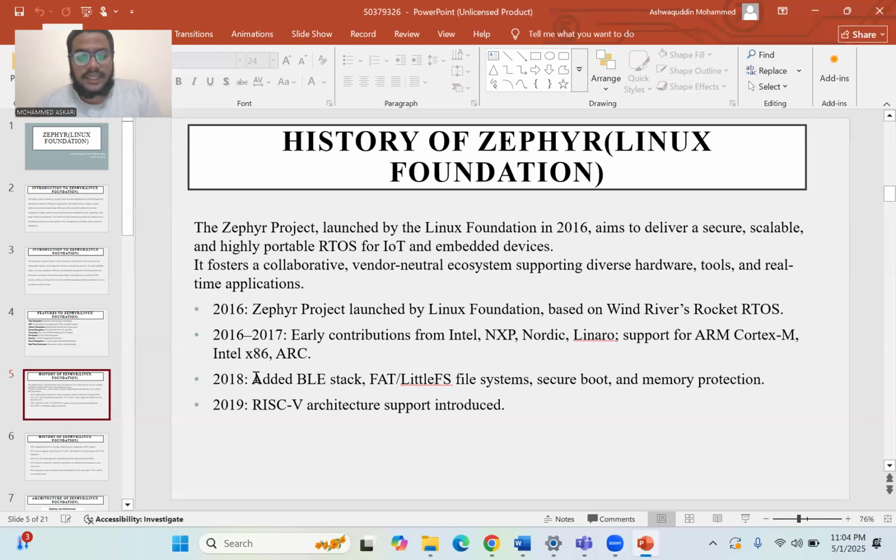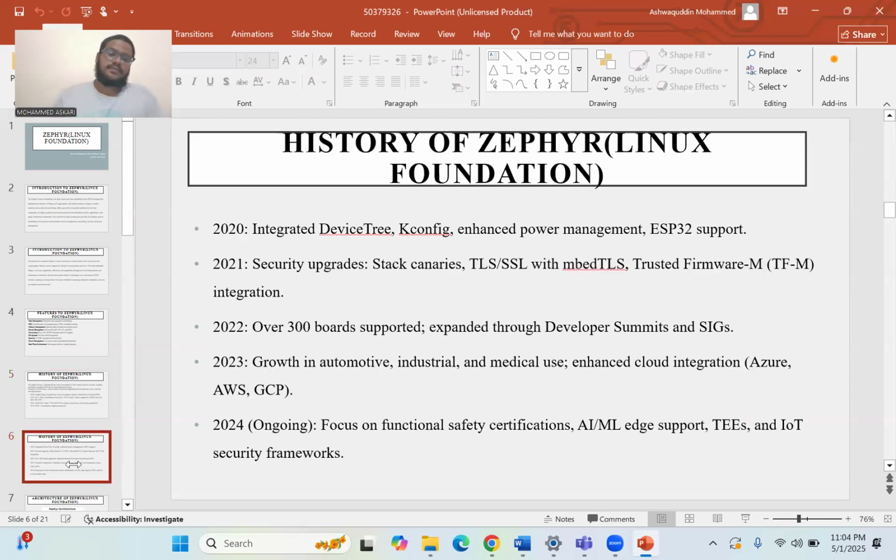In the year 2018, we saw added BLE stack, FAT, LittleFS file system, secure boot, and memory protection. And in the year 2019, we saw RISC-V architecture support introduced. Further, in 2020, integrated device tree, Kconfig, enhanced power management, and ESP32 support. In 2021, security upgrades such as stack canaries, TLS/SSL with mbedTLS, and trusted firmware integration. In the year 2022, we saw over 300 boards supported, expanded through developer summits and SIGs.